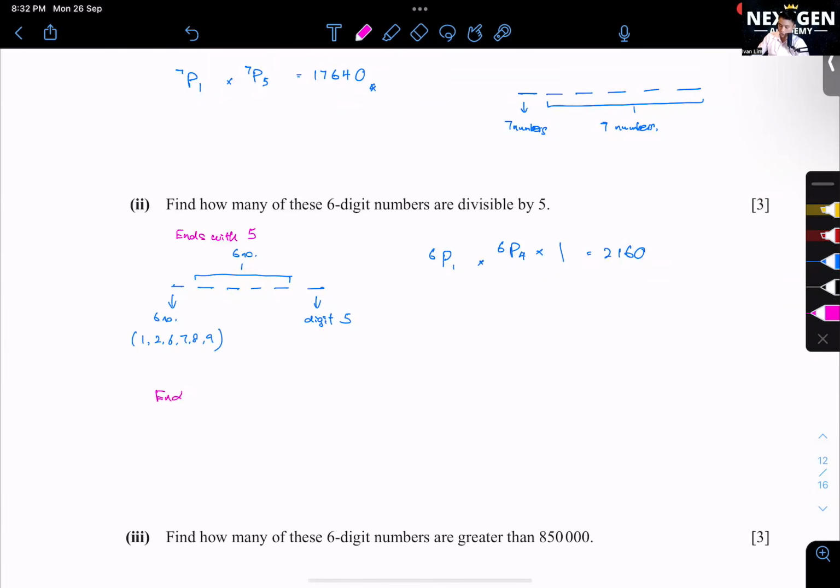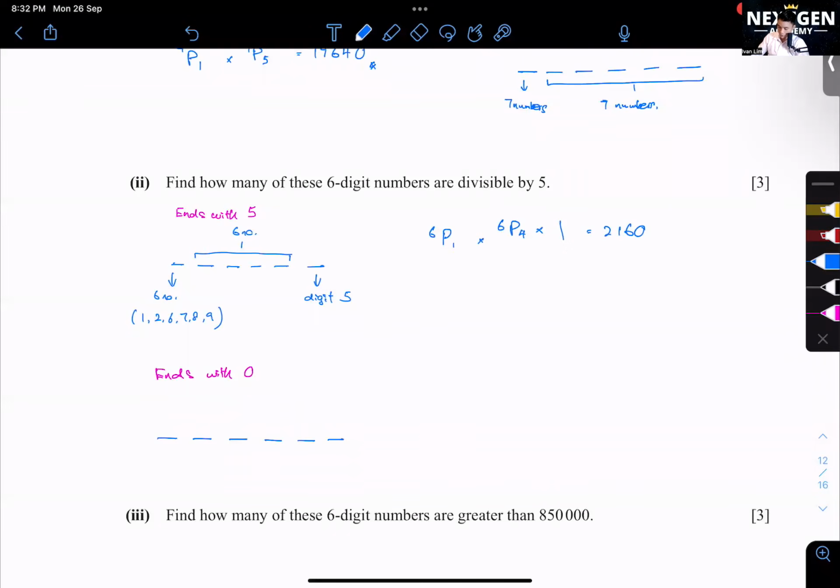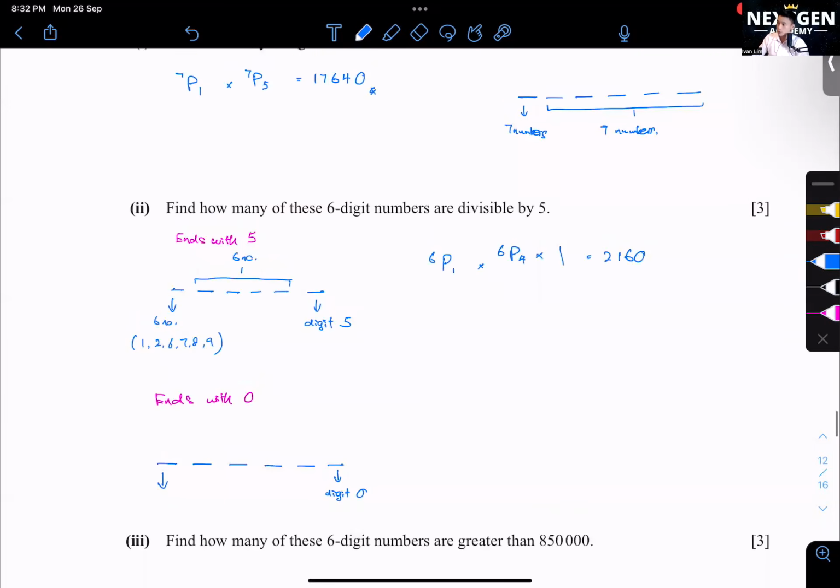Second criteria, ends with 0. So 1, 2, 3, 4, 5, 6. This one is digit 0. My first number, do I need to calculate the first number?